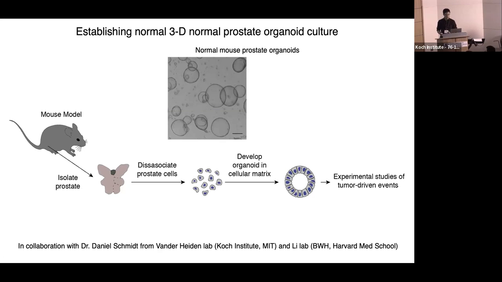So to overcome these difficulties, I collaborated with Dr. Smith from the Vanderheiden lab at our Koch Institute and the Lee lab from the Brigham and Women's Hospital. And we isolated the primary prostate cells from desired mouse models and developed them into multicellular organoids, which we can grow as many mini prostate organs in the cellular matrix, which we call Matrigel. As you can see here, by supplementing these organoids with a lot of growth factors essential for prostate tissues, they can grow pretty well in the Matrigel, as shown here in the light microscope.